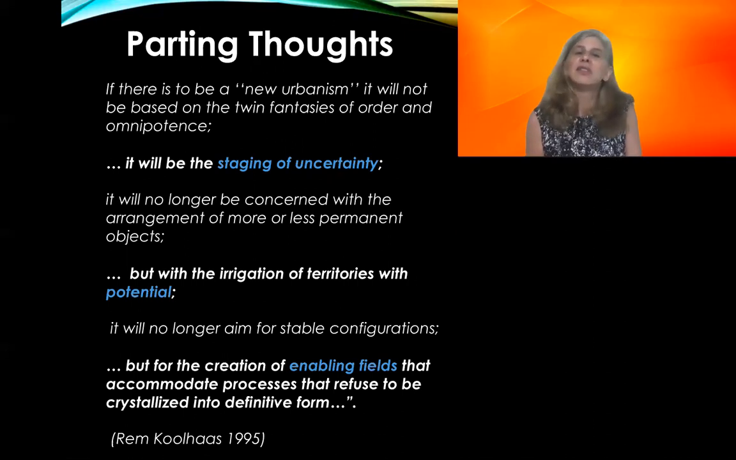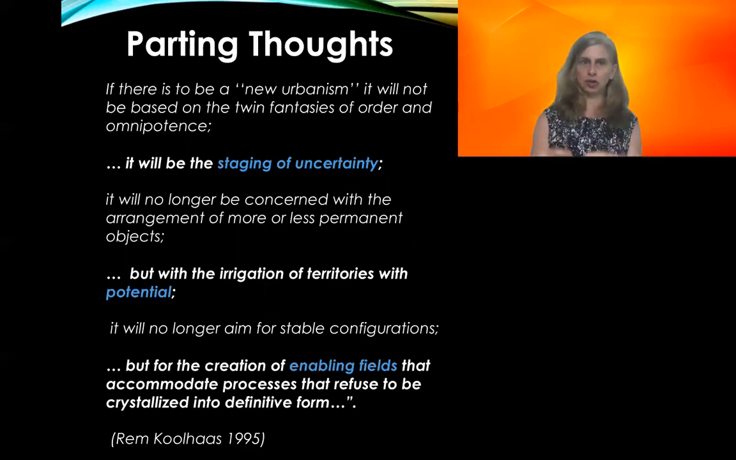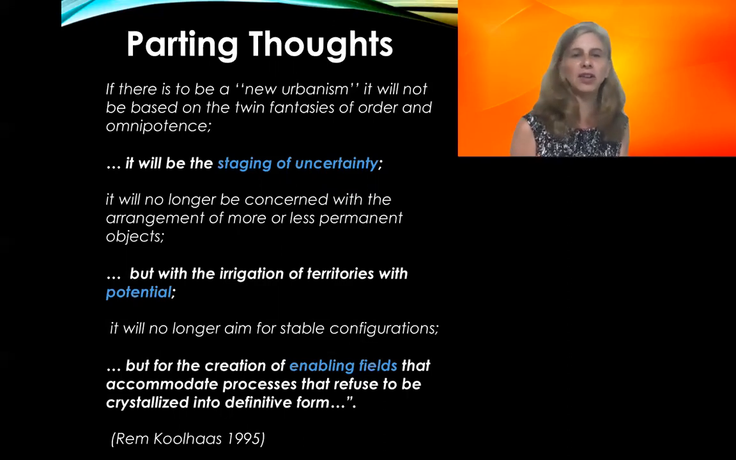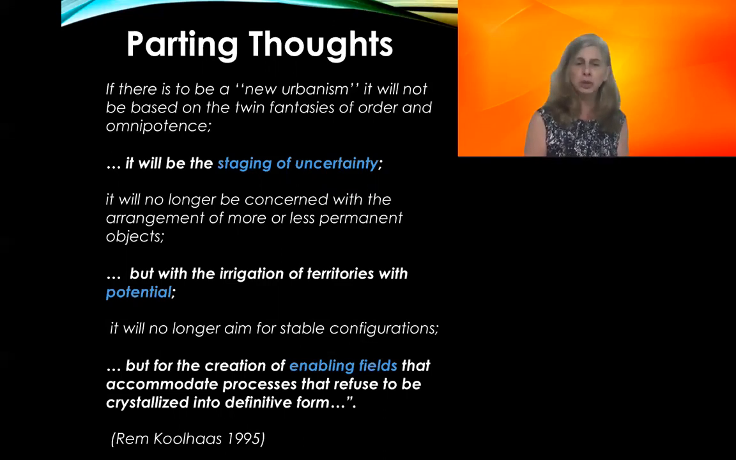He writes, if there is to be a new urbanism, it will not be based on the twin fantasies of order and omnipotence. And by that, we mean that top-down royal science static control. It will be the staging of uncertainty. It will no longer be concerned with the arrangement of more or less permanent objects, but with the irrigation of territories with potential. It will no longer aim for stable configurations, but for the creation of enabling fields that accommodate processes that refuse to be crystallized into definitive form.